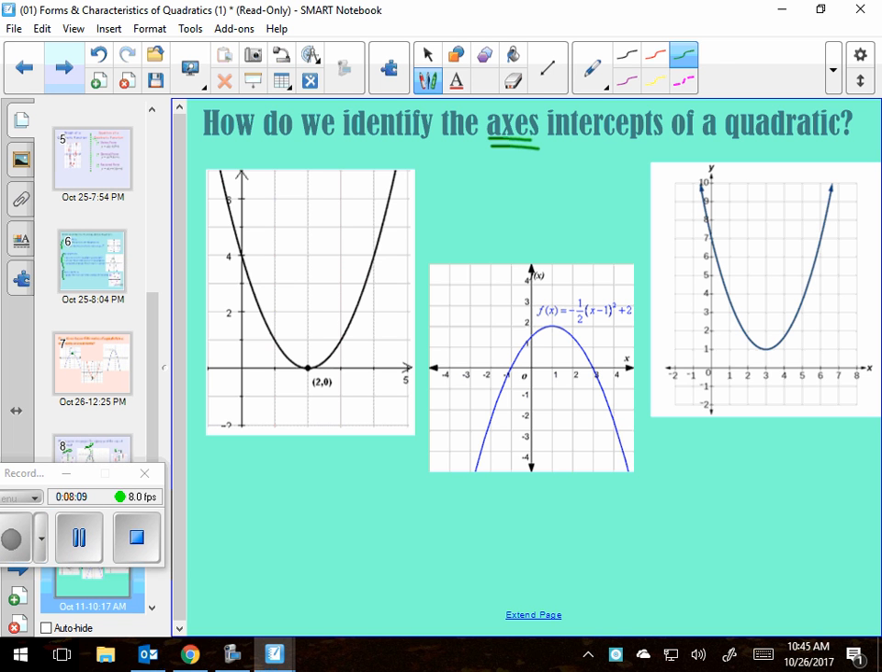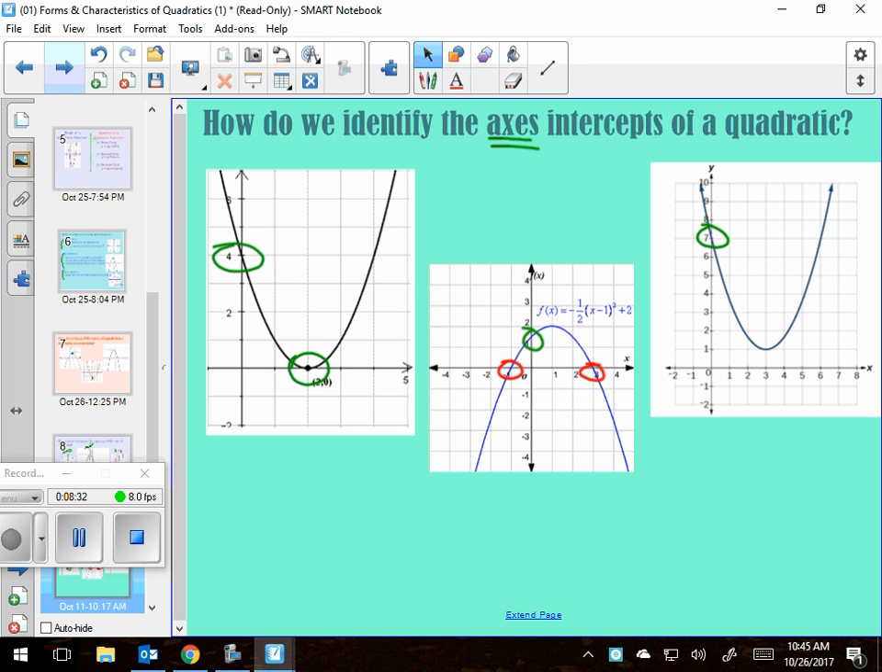When they're on a picture, I hope it's pretty obvious. That's the y-intercept because it hits y there. This is the x-intercept because that's where it hits x. This is the y-intercept. These are the x-intercepts. This is the y-intercept. And wait a minute, it doesn't hit the x. Then there just aren't any x-intercepts, and it's okay.